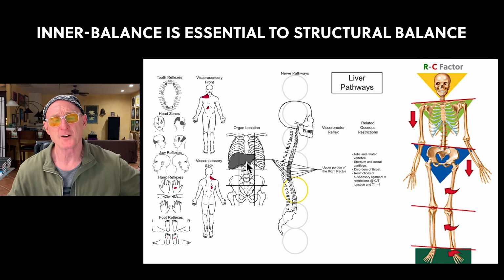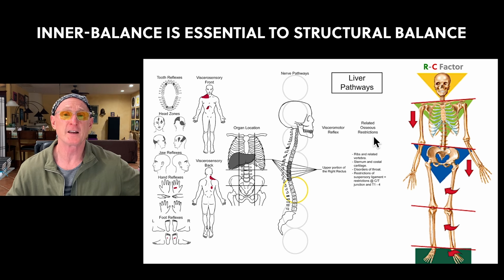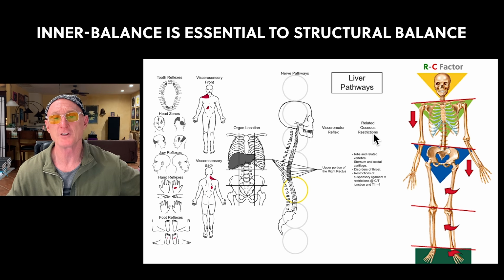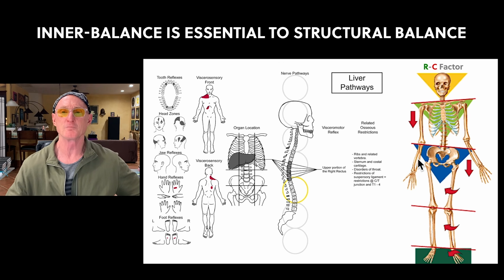Whenever you have dysfunction in glands or organs and dysfunction in related muscles, you're going to have related disruption in the joint system. And so you will see classic joints getting restricted, such as the ribs and related vertebra in the case of the liver, the sternum, the costal cartilage, disorders of the throat, restrictions of the suspensory ligament, and restrictions at the CT junction, T1 through 4. And wherever you have a restriction in any joint, you will have hypermobility at the joint above or below it as a general theme. So in other words, these gland and organ problems can create tremendous problems.